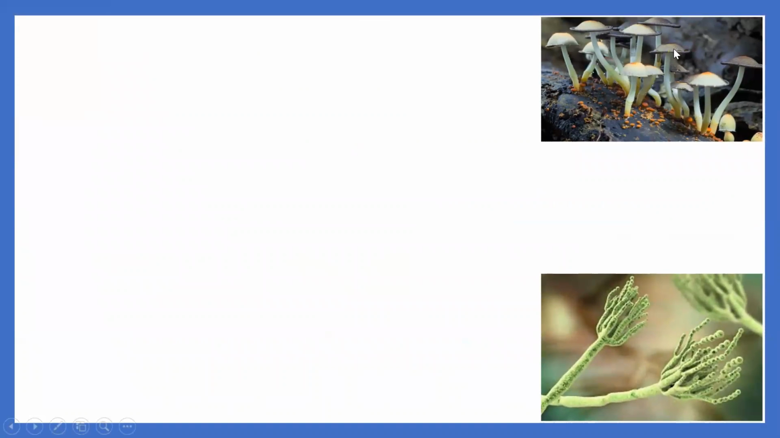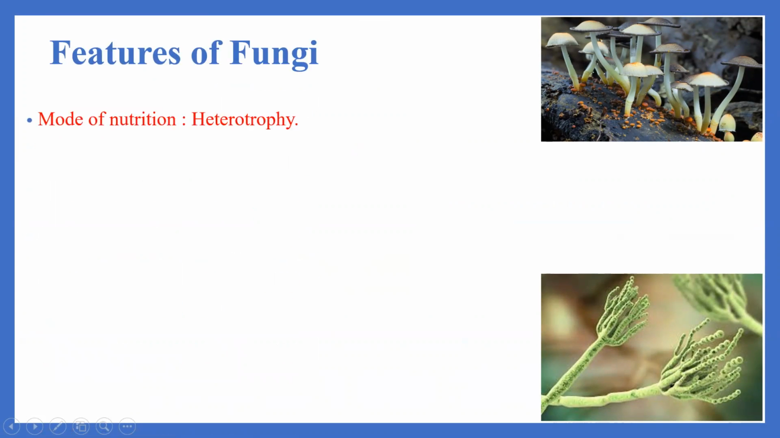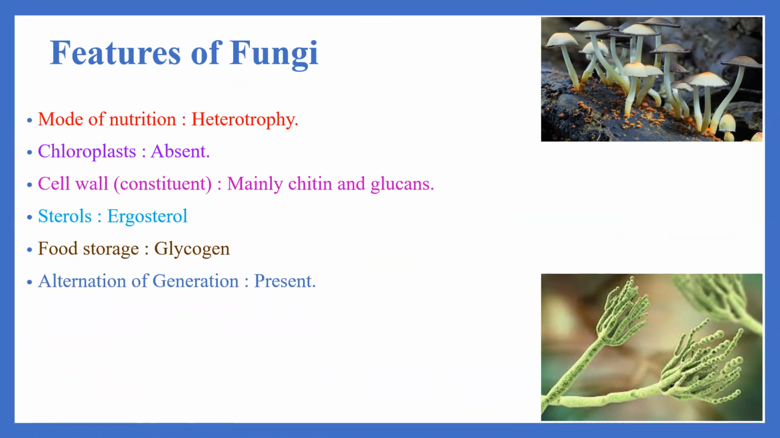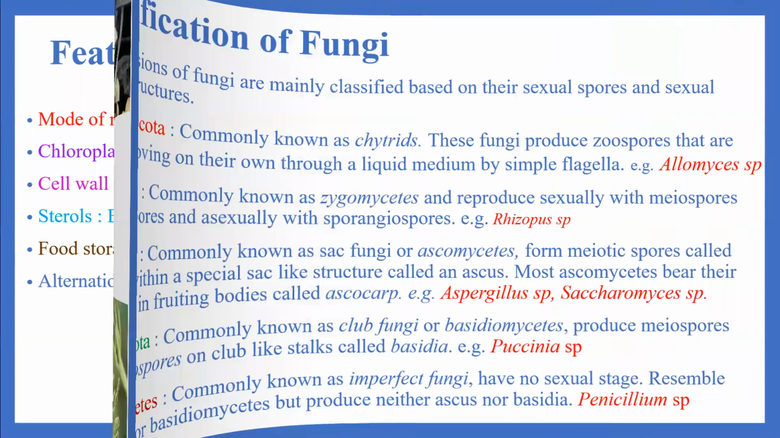So here we can see the macroscopic and microscopic fungi. Regarding the features of fungi, their mode of nutrition is heterotrophy. That means they cannot photosynthesize. Their chloroplasts are absent. Cell wall constituent is mainly chitin and glucans. Sterols are ergosterol type. Food storage is glycogen instead of starch. Alternation of generation from gametophyte to sporophyte is present.